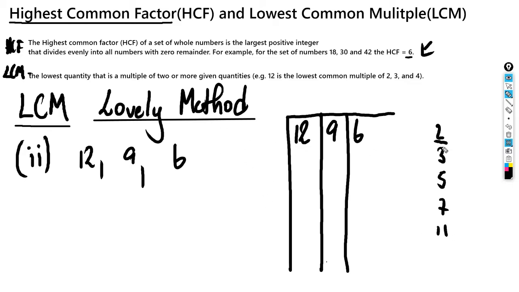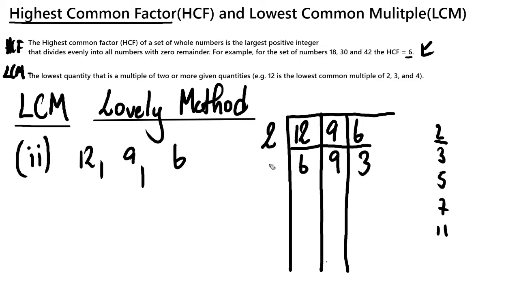Can any of these numbers be divided by 2? Yes, 12 and 6 can be divided by 2. So we're gonna divide those numbers by 2. We're gonna get 6 here, we're gonna get 3 here, and then 9 would remain the same, okay? Then we do the same thing. Can any of these numbers be divided by 2? Yes, 6 can be divided by 2. So we're gonna draw a line, and then we're gonna divide that 6 by 2. We're gonna get 3. These numbers would remain the same, 9 and 3.